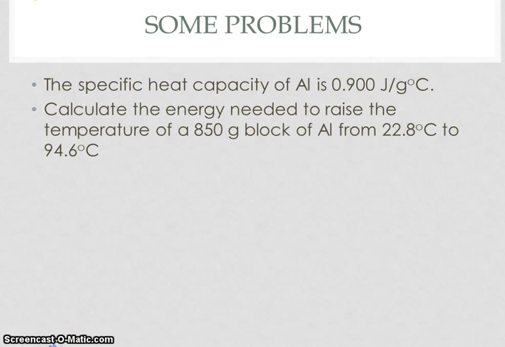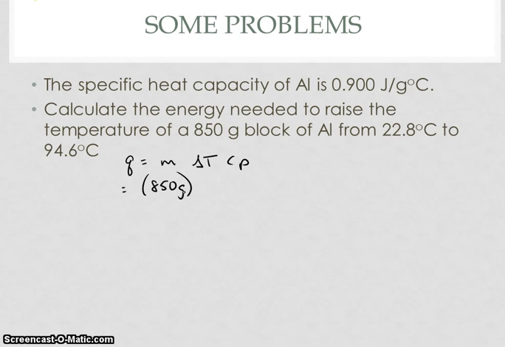So here's a question. Calculate the energy needed to raise the temperature of 850 gram block of aluminum from 22.8 degrees Celsius to 94.6 degrees Celsius. All right, so the first thing we're going to do is write our equation. Q equals mass times our change in temperature times our specific heat. So we're given the mass of our aluminum sample, 850 grams.